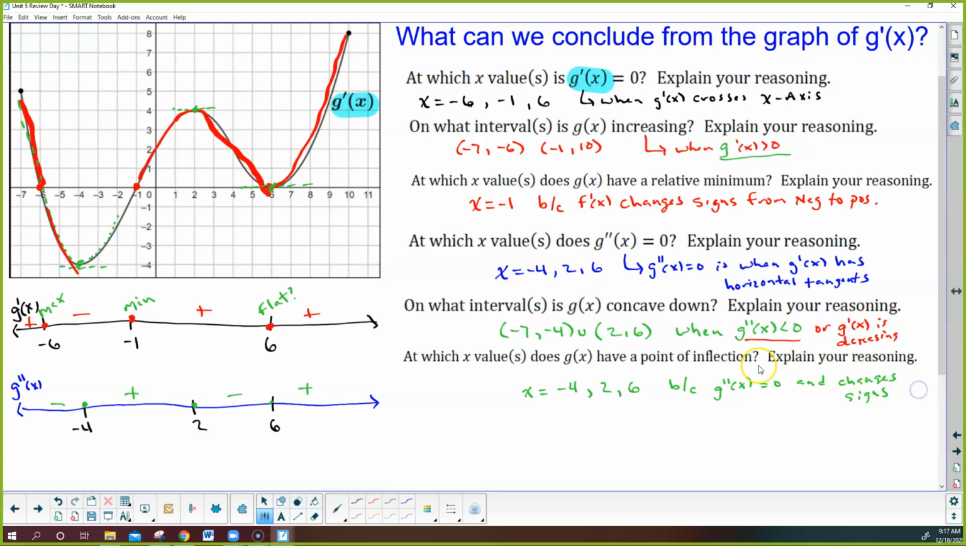All right, last one. When does the original graph g have points of inflection? Well, that's true when the second derivative is 0, so when we have the horizontal tangents, plus it changes signs, and that's why I like using a sign chart. You can see the 3 spots where g prime is equal to 0, and you can see we change from concave down to concave up to concave down to concave up.